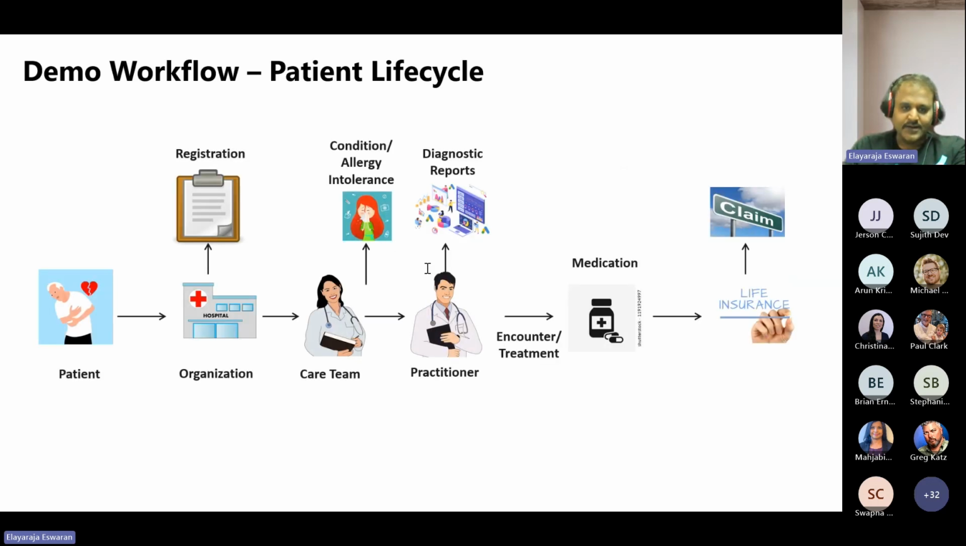To start with, I have selected the patient life cycle as a use case because this is something most of us can easily relate to in our daily lives. First, the patient registers in a hospital or an organization, and then a care team is assigned and linked to the right practitioner. In the third stage, the patient records the condition and allergies and undergoes all the diagnosis. Then the practitioner prescribes medication and schedules procedures based on the diagnostic report. Then the patient identifies an insurance company and submits the claim.